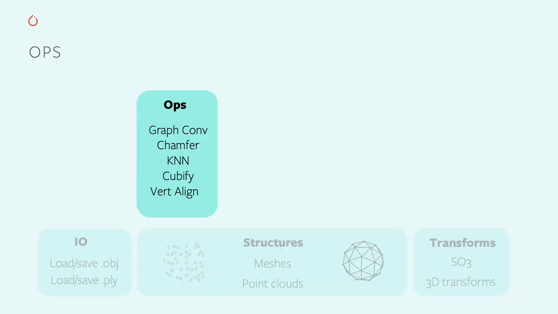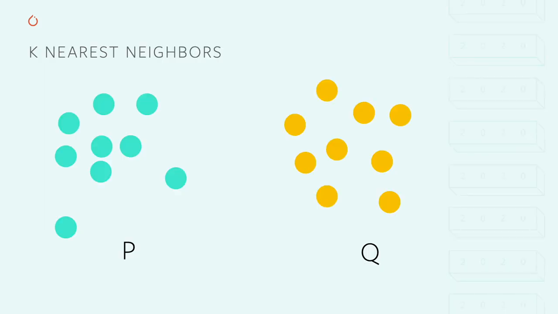Next, let's look at some of the optimized operators in PyTorch3D. K-nearest neighbors is a function that's used frequently with point clouds. Here we have 2 point clouds, P and Q. For a given point in cloud P, the goal is to find the k-closest points in cloud Q. For example, k equals 5. In PyTorch3D, we implement exact KNN with custom CUDA kernels that natively handle heterogeneous batches.